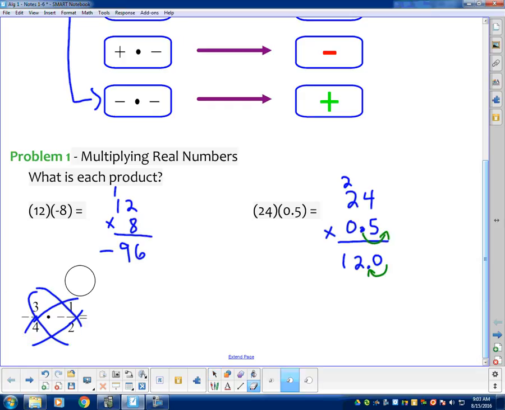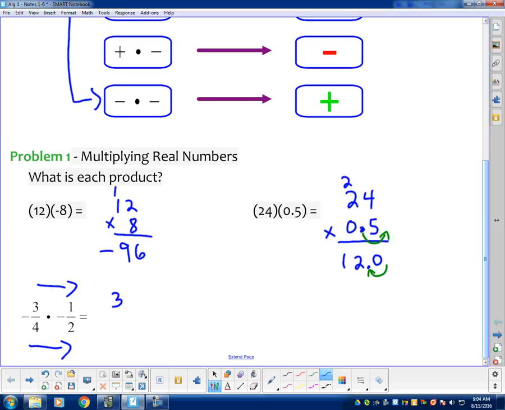It's helpful to do cross-canceling first and then multiply straight across. In this case, I can't do any cross-canceling, so I'm going to multiply straight across. 3 times 1 is 3, and 4 times 2 is 8, and the sign, once again, is positive because we have a negative times a negative.